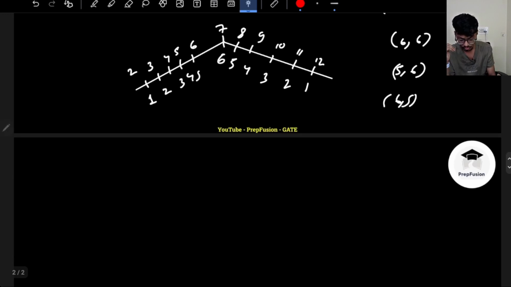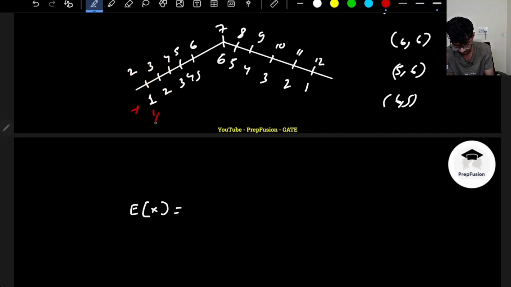So now what is the probability to get sum as 2? It is 1 by 36, there is 1 favorable outcome out of a total of 36 outcomes. So the expectation of X is the summation of xi pi. I have to multiply these two and add all of them, right? And the probability here is 1 by 36, correct?